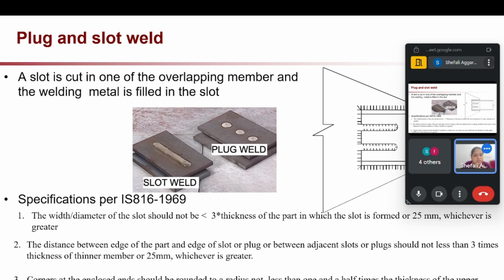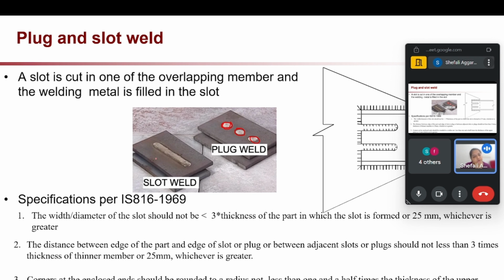In plug-in slot welding, we are joining two plates with each other at the surface, and then we are creating some holes at the top and filling them with the welding. The difference between the two types of welding is that in plug welding, the slot or plug, whichever we are studying, created in the topmost plate is fully filled with the welding. So small slots are created and they are fully filled with the welding. That is called plug welding.